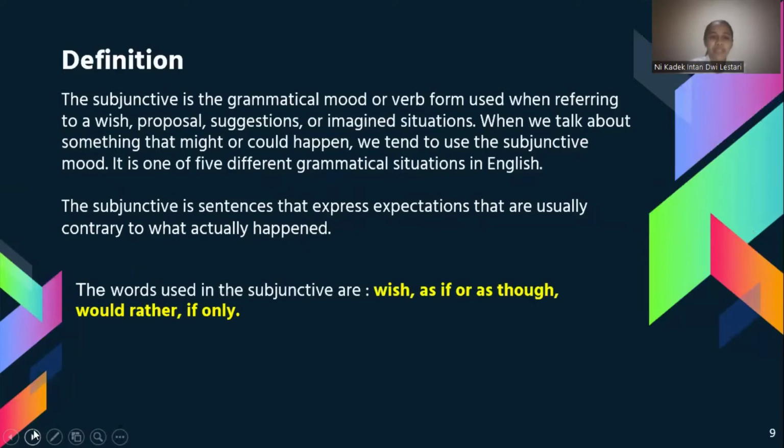The subjunctive is the grammatical mood or verb form used when referring to a wish, proposal, suggestion, or imagined situation. When we talk about something that might or could happen, we tend to use the subjunctive mood. It is one of 5 different grammatical moods in English. Subjunctives are sentences that express expectations that are usually contrary to what actually happened. The words used in the subjunctive are wish, as if or as though, would rather, and if only.